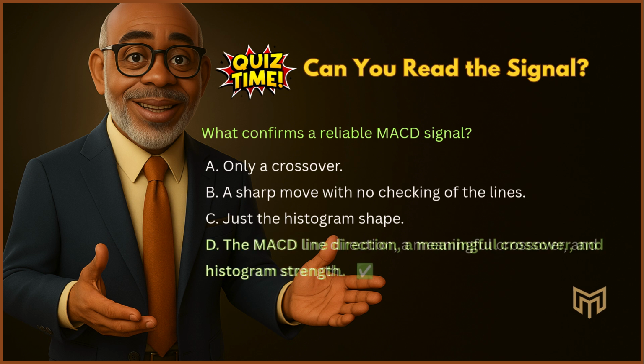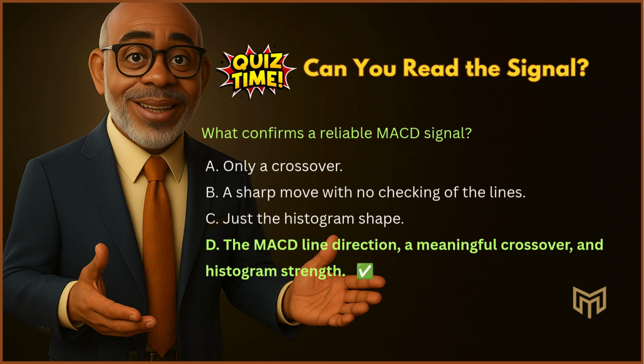The correct answer is D, the MACD line direction, a meaningful crossover, and histogram strength. No single component tells the whole story. When all three are aligned, that's when the signal carries real weight. That's confluence. And confluence is what separates a guess from a trade.